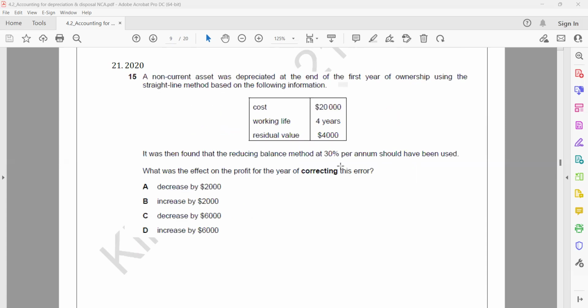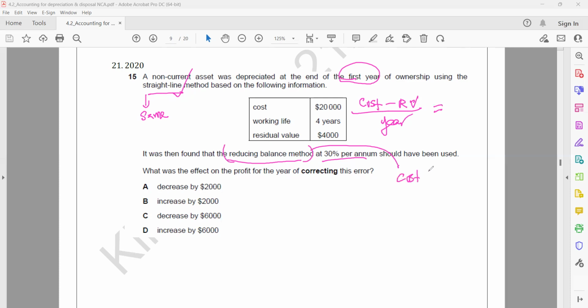Okay, question 21. A non-current asset was depreciated at the end of the first year of ownership using the straight line method. Straight line means the same value every year. It was found that the reducing balance method of 30% should have been used. This is the first year. Use the first year calculation: depreciation under straight line is cost minus residual value divided by the years. You get the value for this method. Now you found out that reducing balance should be used. Reducing balance, first year, how to calculate? Take the cost times the percentage and get your depreciation. What was the effect on the profit of the correction? See what the difference is and then think about whether your profit increases or decreases.